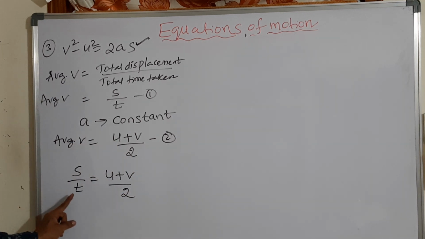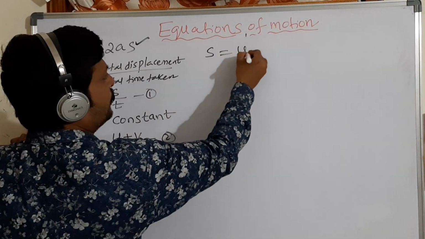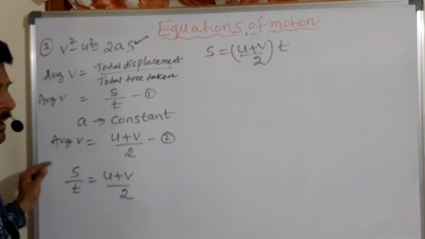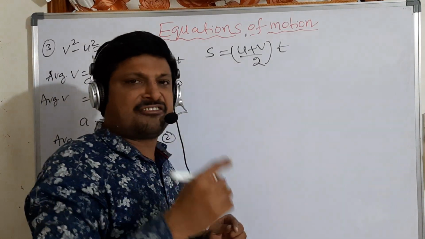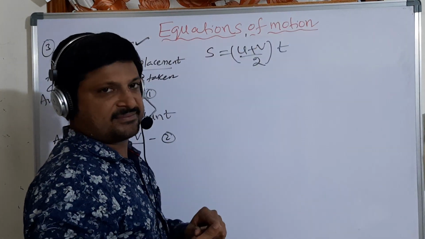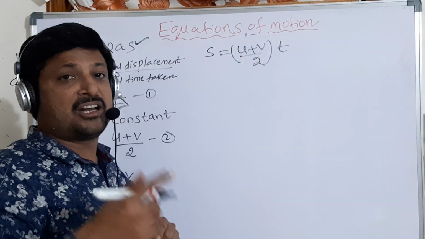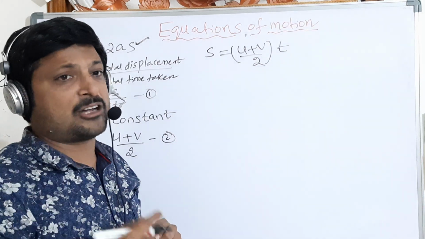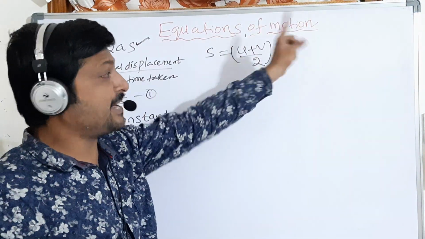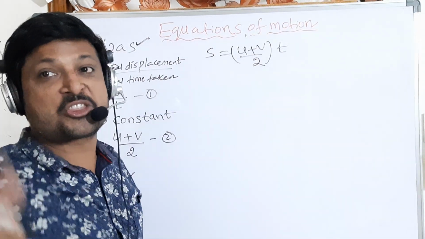If t comes to this side, then write s is equal to (u + v) by 2 into t. But in the third equation of motion, you know very well, eliminate t. We know one term that we can use throughout the motion, that is acceleration. So eliminate t, but involve a. Why? Because acceleration is constant throughout the motion.